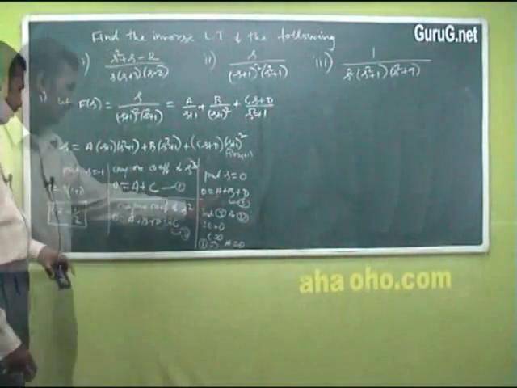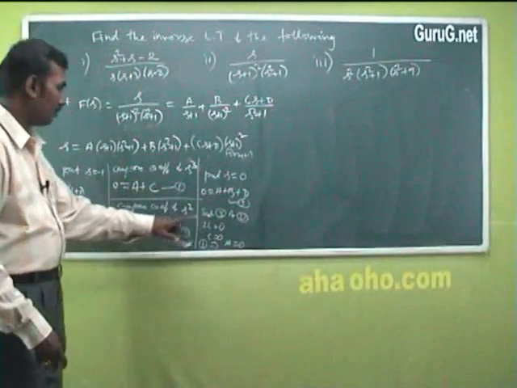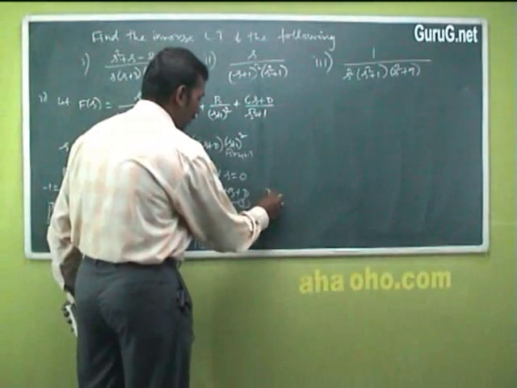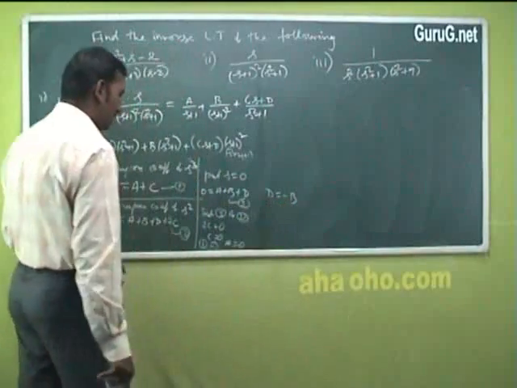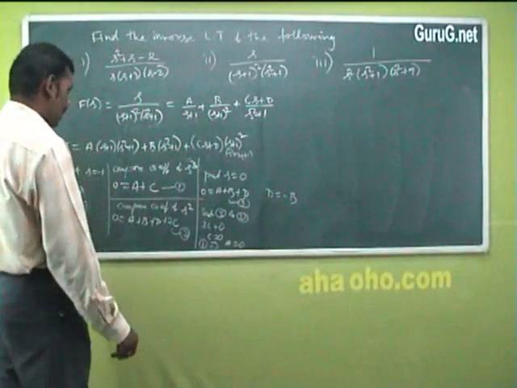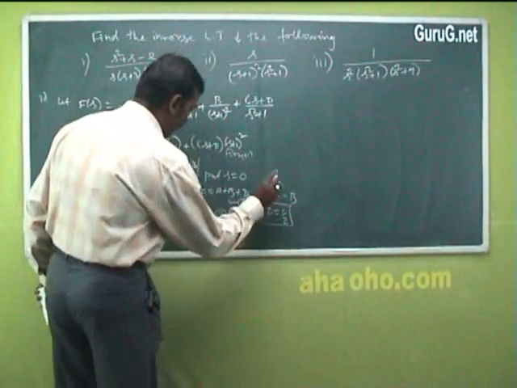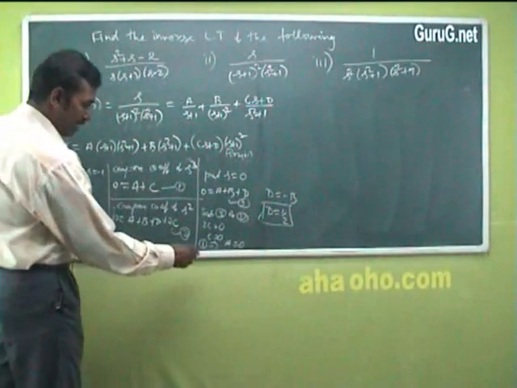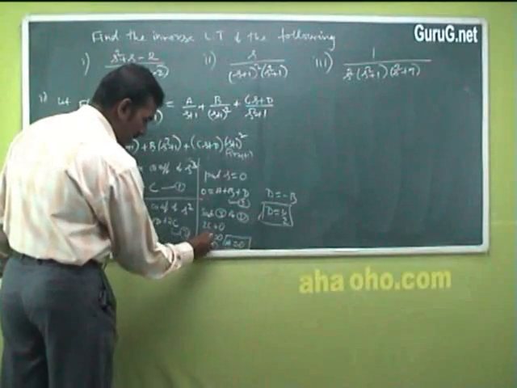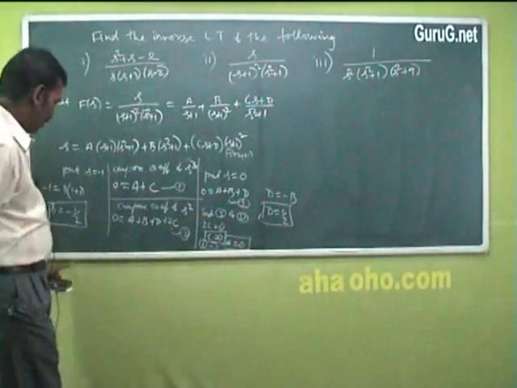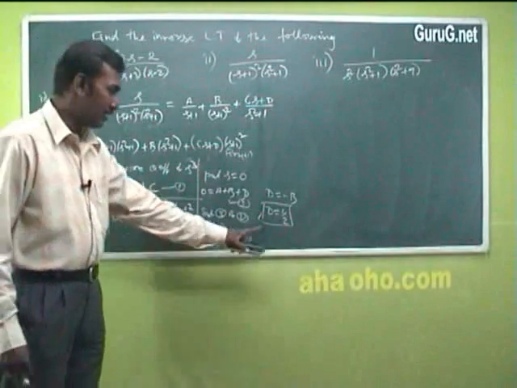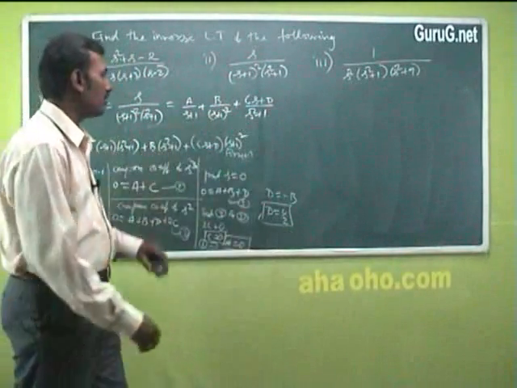When a is 0, so d equal to minus b, right. So d equal to minus b. So what is b? Minus 1 by 2. So d equal to plus 1 by 2. So we got all the answers. So a is 0 and c is 0 and b is minus 1 by 2 and d is 1 by 2. We substitute in this.